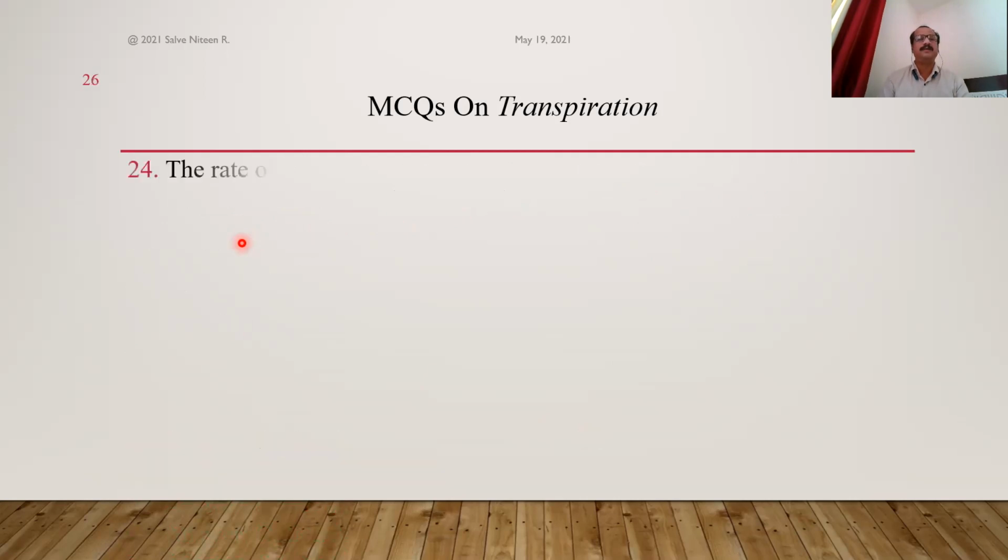A. Okay. The rate of transpiration is inversely proportional. Inversely proportional means when this factor increases, the rate of transpiration decreases. That is called inverse proportion. And the rate is called directly proportional when the factor increases and the transpiration also increases.